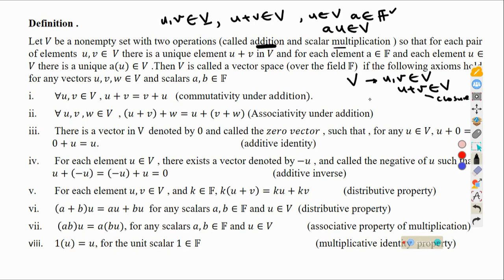Then, if you are able to pick any scalar, so it can be any element from the set of real numbers, if we pick a from a given field, which we denote by F, and we also pick u from this given set, then we are able to obtain a times u also in the same set. So we shall be able to define two things here. This is closure under scalar multiplication, and this is closure under addition.